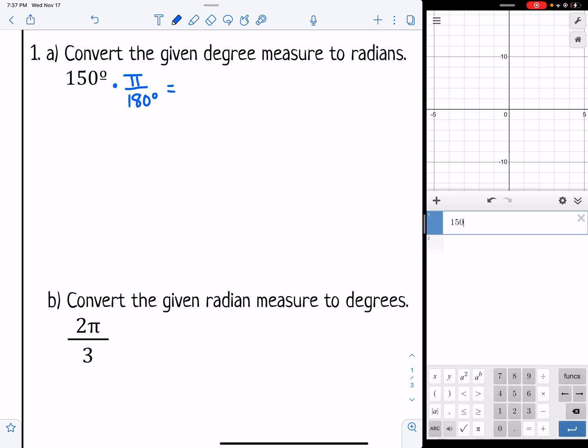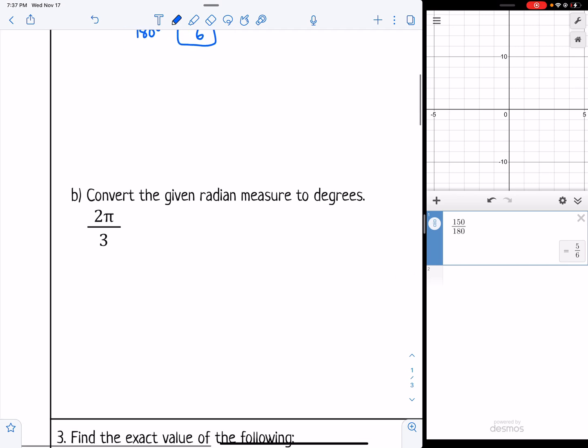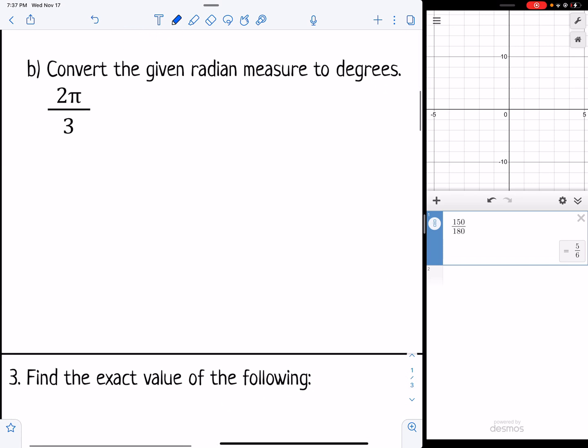Now you can type that in and reduce it with Desmos if you need to, and use the little fraction button to the left of the number. And we can see that that would be 5, so I'm going to put 5 pi over 6 as the radian measure for 150 degrees. B says convert the radian measure to degrees.